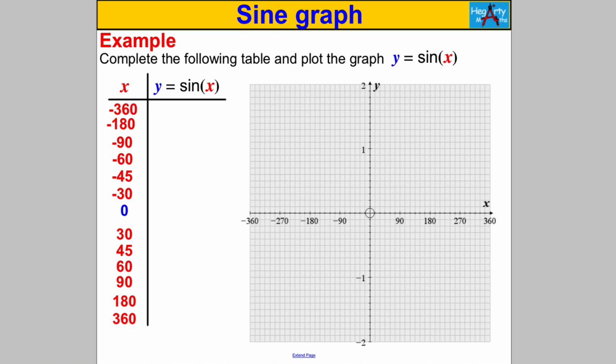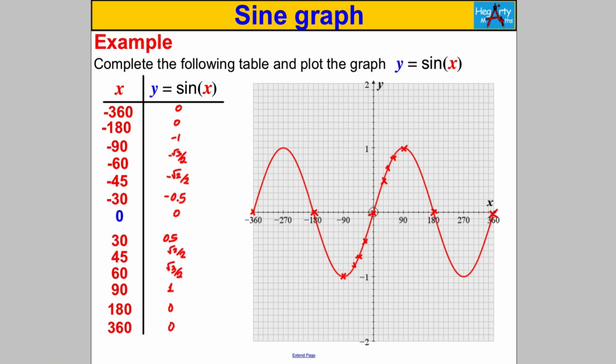Okay, you would have got the following if you did that. Now, these are the answers you get when you work out sine negative 360, you get 0, etc. And I plotted all those points and I drew a smooth curve through it. And that there is the graph y is equal to sine x, like that, for x values between negative 360 and 360. There's a couple of things we should note about it.